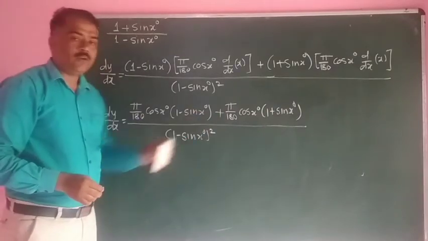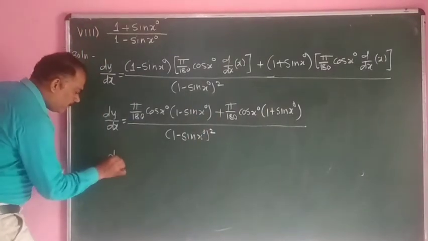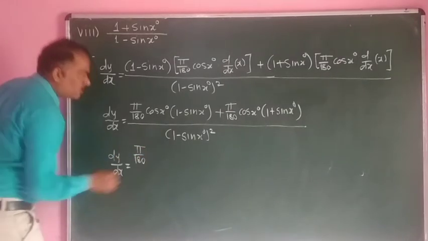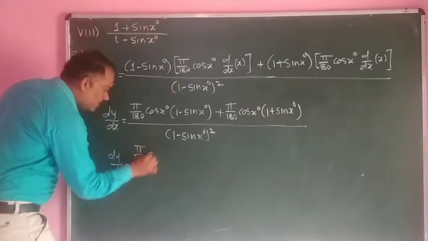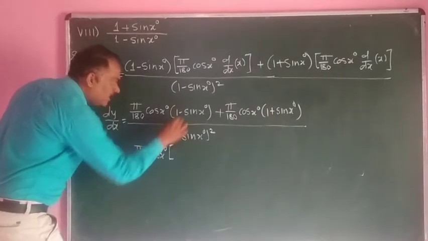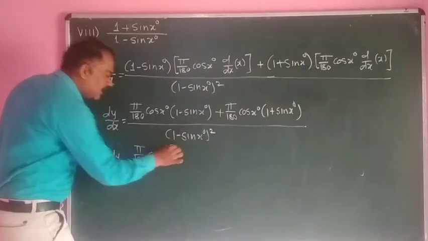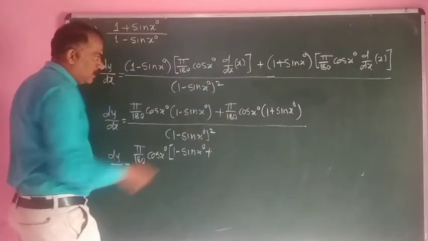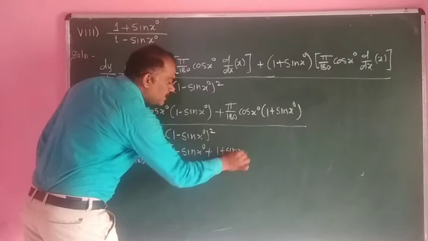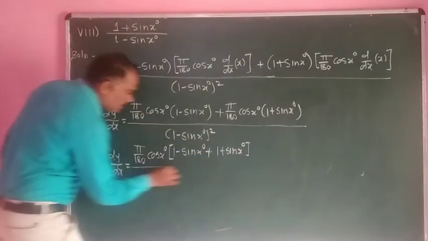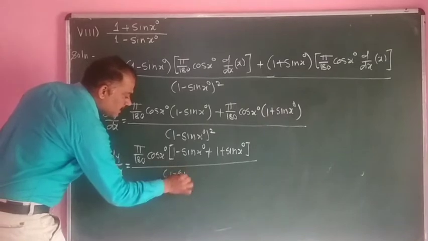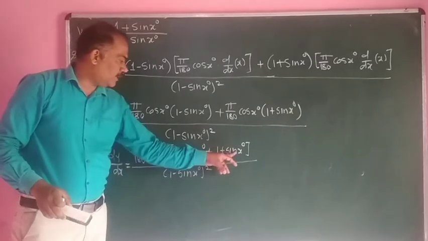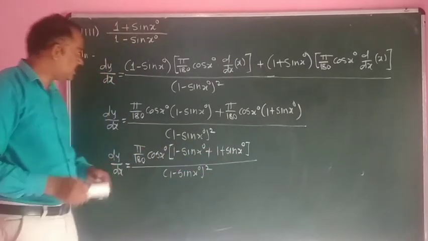Pi upon 180 we have to take common, so dy by dx is equal to pi upon 180, and cos of x degree also we take common. What is remaining? In the first term, 1 minus sine x degree remains, plus in the second term, 1 plus sine x degree remains, divided by (1 minus sine x degree) whole square. Minus sine x degree plus sine x degree get cancelled. 1 plus 1 is 2.